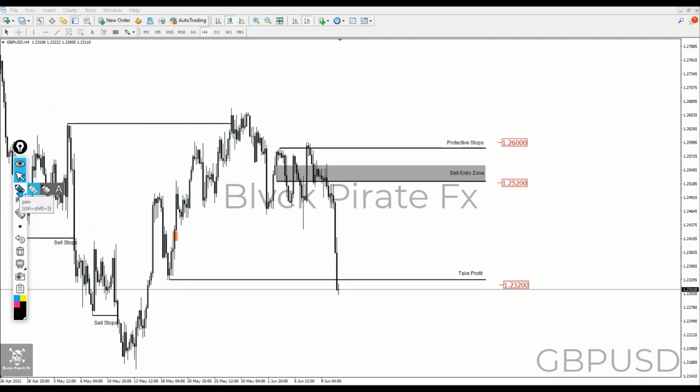Right, so currently I am looking at the British pound against the dollar. All right, so this was the setup I gave you guys last week. Basically, we're hoping that price would open, trade in this zone, we get a market structure break, and then we sell in here targeting the 123,200 level.